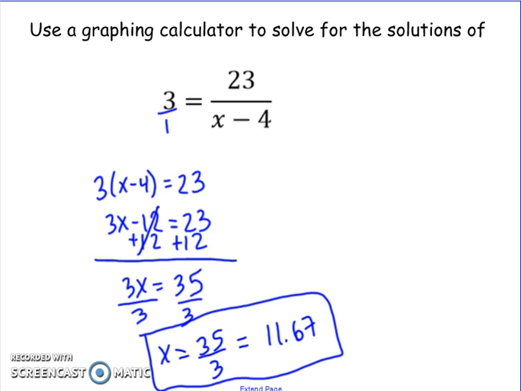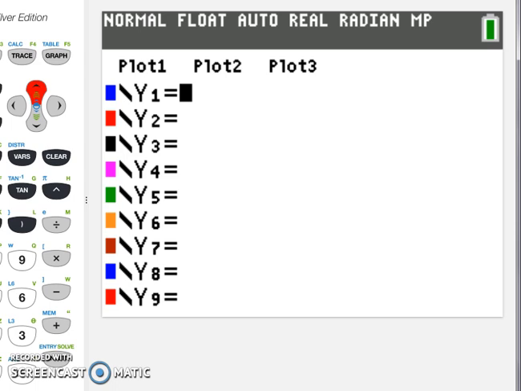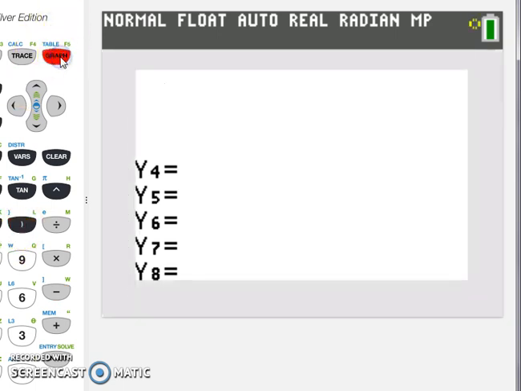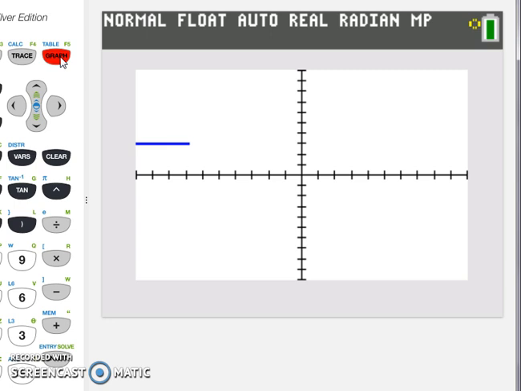So we can check this with the calculator. If we go back to our calculator and we put the left-hand side of the equal sign first for y1, that was 3. And then for y2, we had 23 divided by x minus 4. So again, we want to keep the x minus 4 in the parentheses. So when we go to graph this one, again, blue is going to be our first function, so that's the y equals 3 line, which is a horizontal line right through 3.